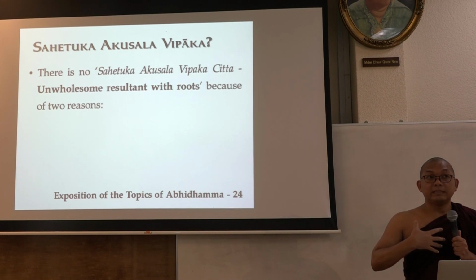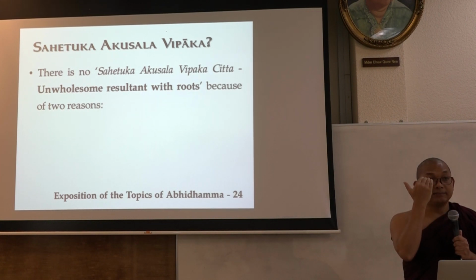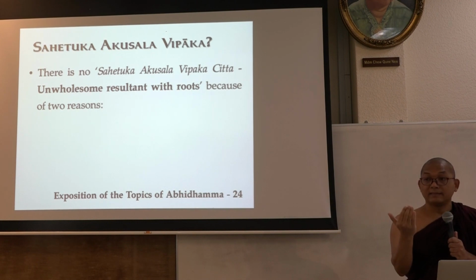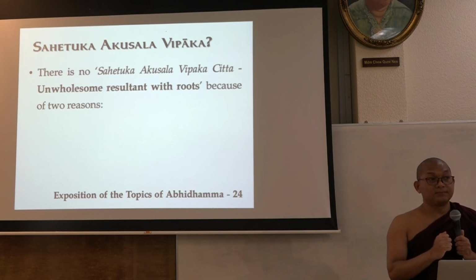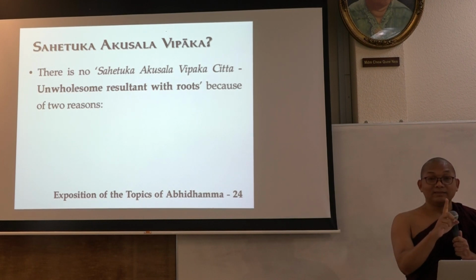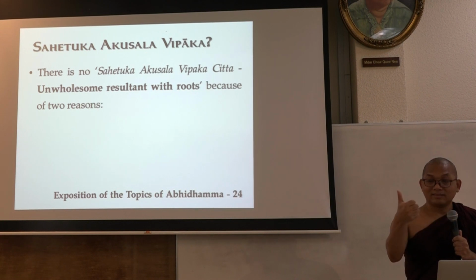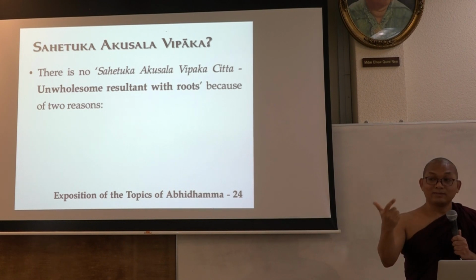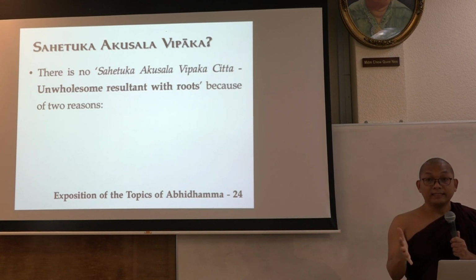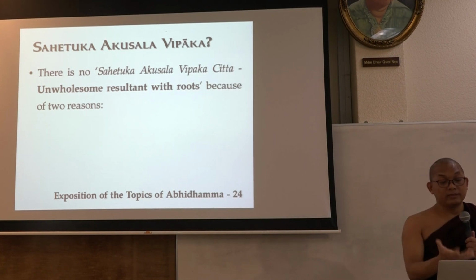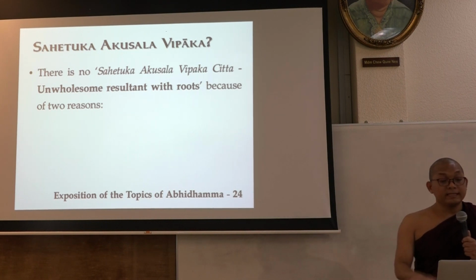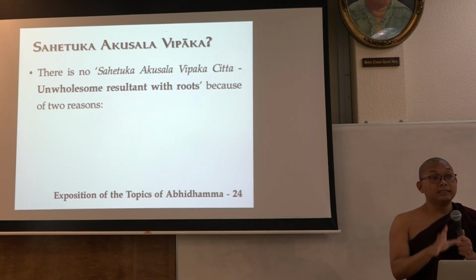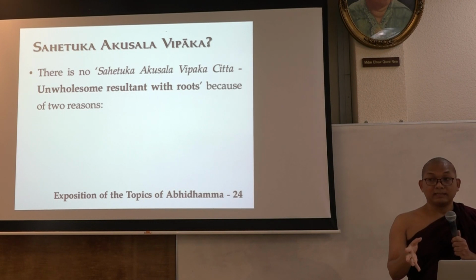The moment you see pleasant things with your eye consciousness, that eye consciousness arises because of your kusala karma. But the moment you see, there's no alobha, adosa, amoha yet. There's no lobha, dosa, moha yet. So therefore we call it no root, ahetuka, right? But in the case of akusala, there is no sahetuka, only ahetuka akusala vipaka.